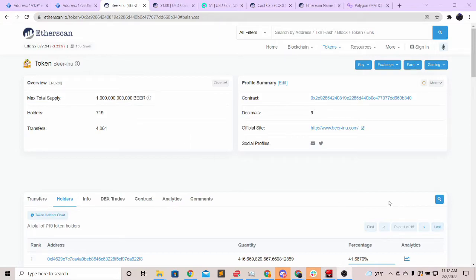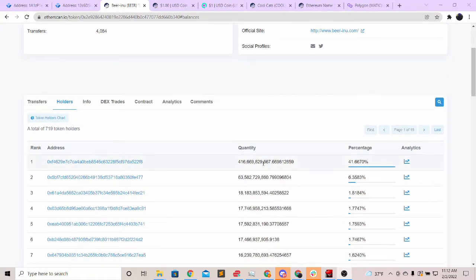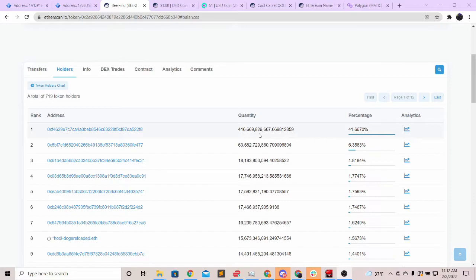But if we go to Etherscan, first we can take a look at a token that would kind of scare me away. I just found this token searching. I think it's just a joke token, not really a scam token, but this would be one that would kind of scare me away. The token is Beer Inu. We can see it only has 719 holders, which is not that many people that are interested in the project. And if we scroll down and look at the list of holders, we can see that the top address holds 41% of the total token supply, which is an absurd amount of the total supply.